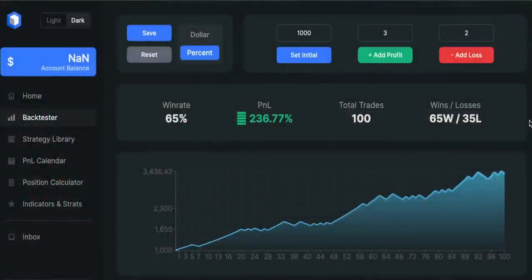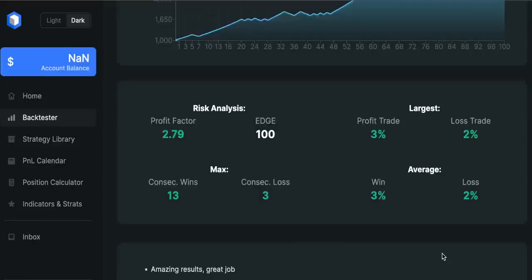Okay, what have we got here? So the win rate has increased by 10%, it's 65% now, and we increased our account size by 236.77%, which obviously tells us that this strategy works much better. Also, we have no signs of any serious drawdowns at all. The profit factor for this strategy is 2.79, and we had 13 consecutive wins against 3 consecutive losses.